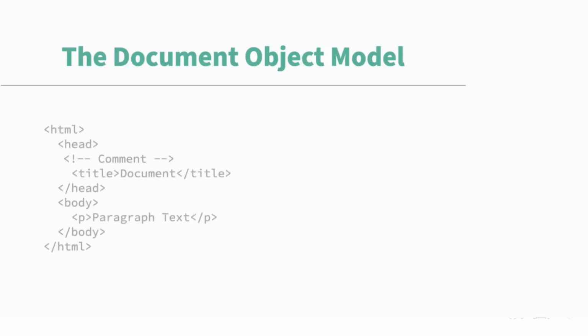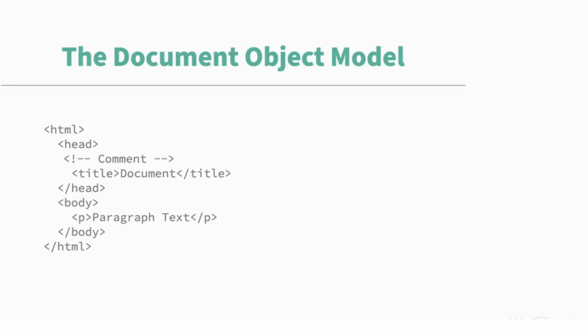So let's take a look at an example and see how this works. So let's suppose I had a regular HTML web page. And yes, this is HTML, but the concept is the same with XML. So this is a pretty simple page structure. I have my HTML root tag, and inside that, I've got the head and the body. The head has a comment and a title, and the body has a paragraph with some text.